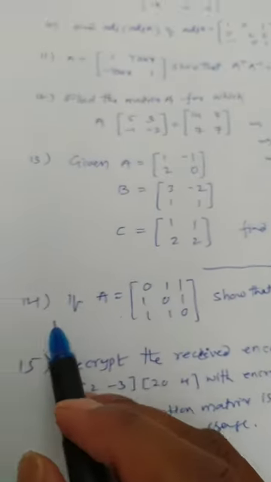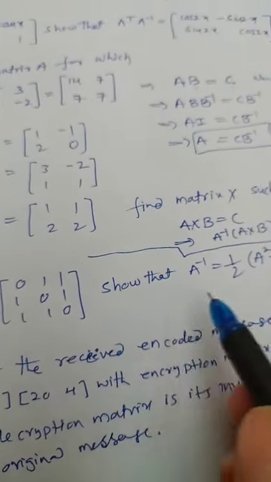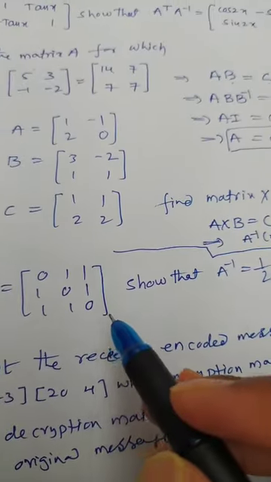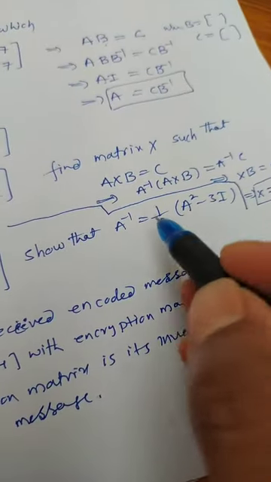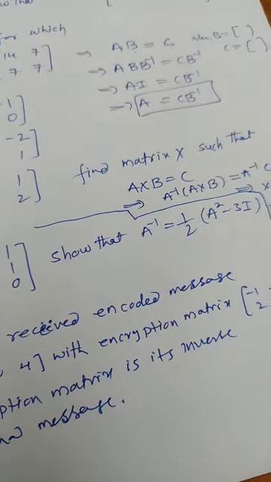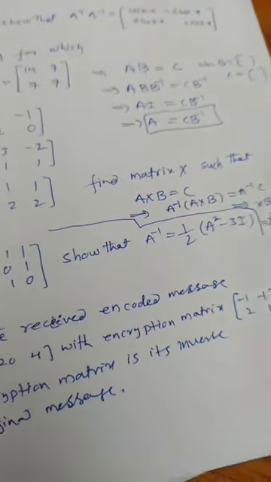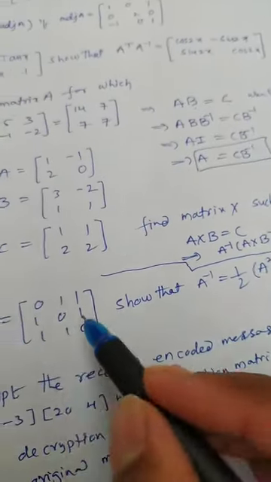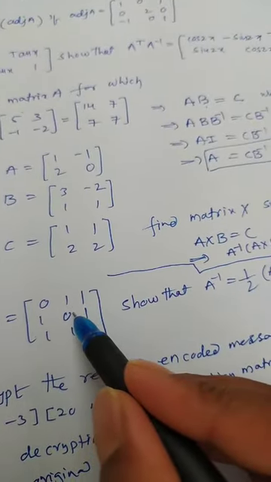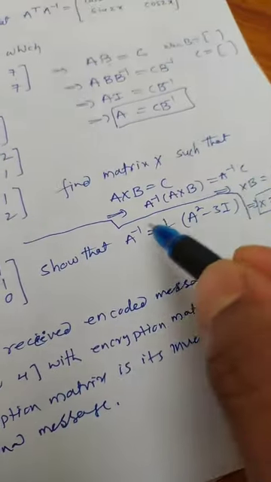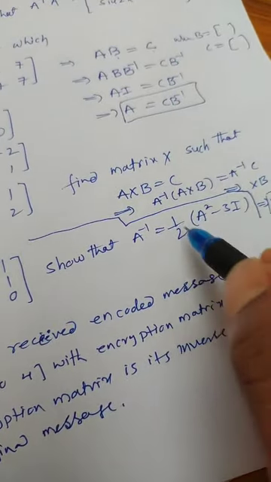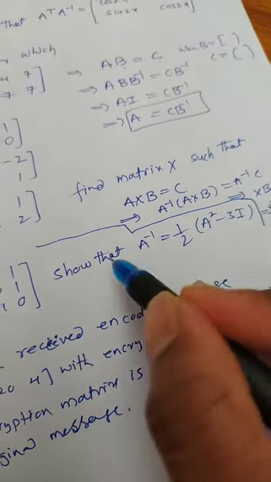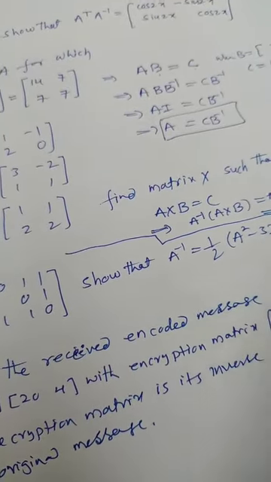For the 14th problem, we have a 3 by 3 matrix. To show A inverse, we need A square and identity matrix. So first of all, find A square, then substitute in this at the right hand side. We have A matrix, find A inverse on the left hand side, and to get the right hand side, find A square and simplify this and show that both are equal, LHS equal to RHS.